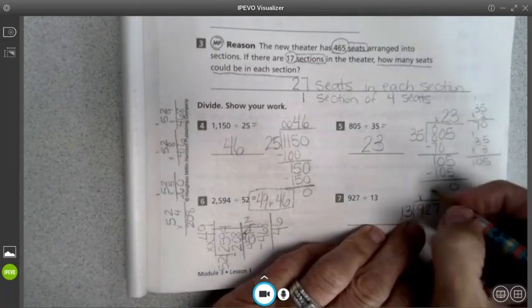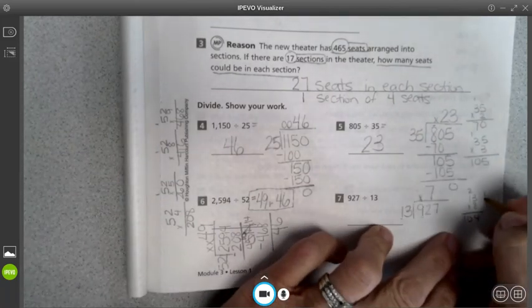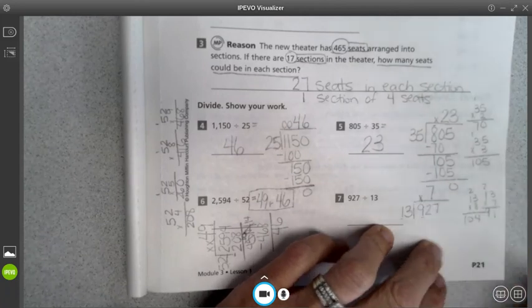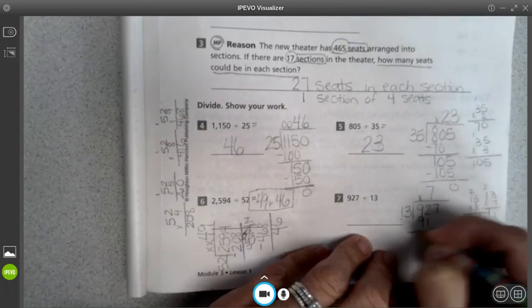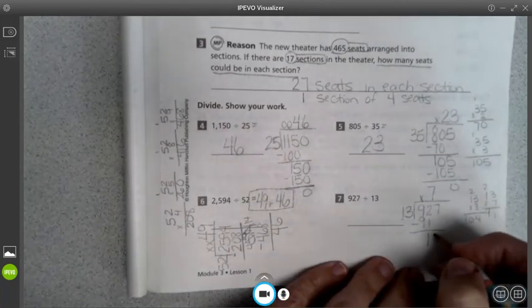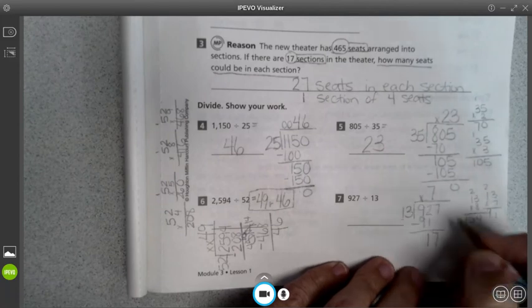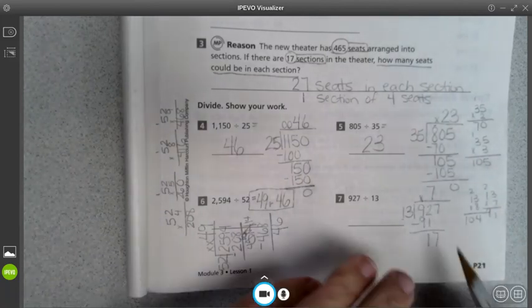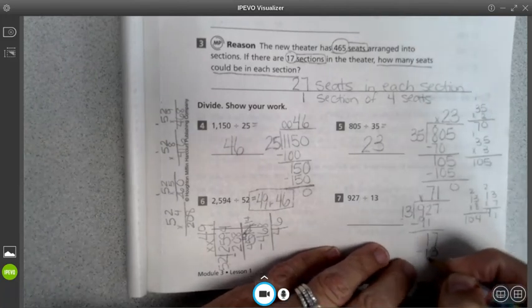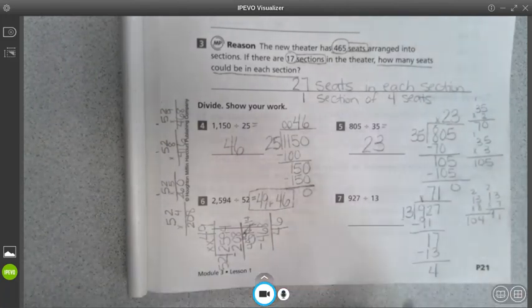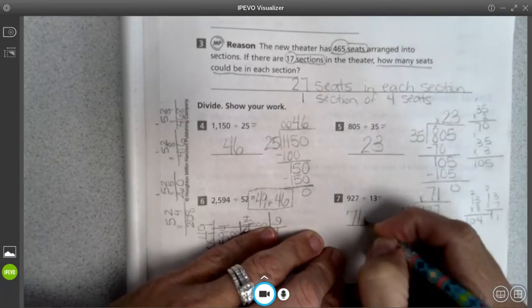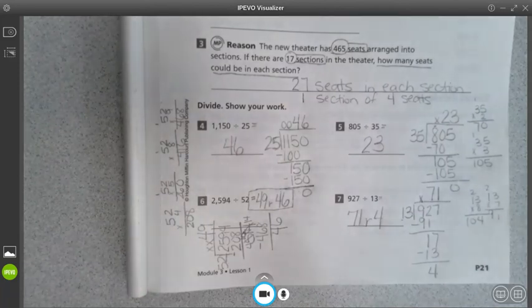I think I'm going to trust that it's going to be 7. I'm going to put that 7 in the quotient. If I do that work, I'm going to get 91. So close. When I subtract, I have 1 left. I'm going to bring down the 7 since 1 is less than 13. I know I'm on the right track. 13 can go into 17 one whole time. I'm going to subtract, and I have 4 left over. So my answer here is going to be 71, remainder 4.